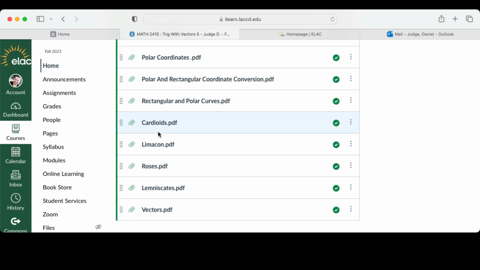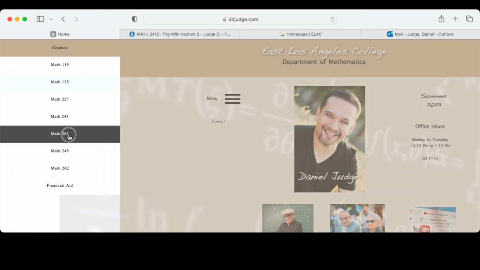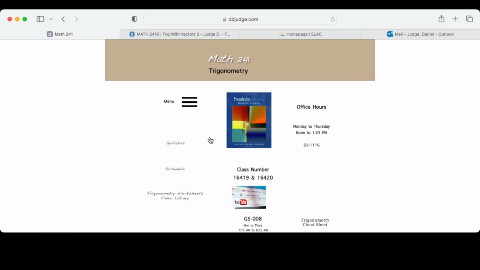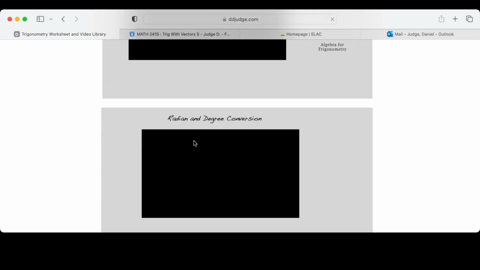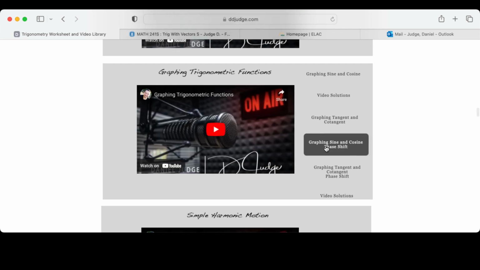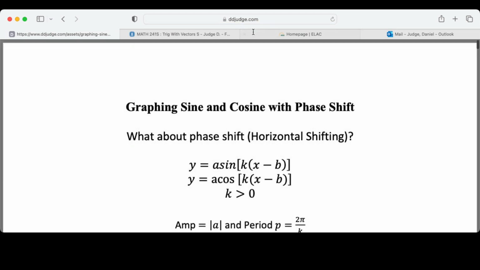Now, here's what I'm going to introduce to you guys today. We've been graphing trig functions. And if I go to my website, let's take a look. Oop, not 261, 241. Here we go. We're going to introduce you guys a topic known as phase shift. So we're still graphing trig functions, but now we have something called phase shift.